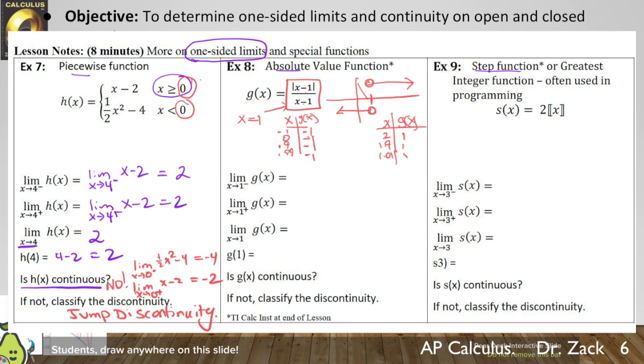So as we approach 1 from the left side, your answer is -1. As you approach 1 from the right side, your answer is +1. As you approach 1, your answer does not exist. G at 1 does not exist. Is this function continuous? No. And this, once again, is a jump discontinuity. Now, at the end of the lesson, I'm going to give you instructions on how to use your calculator for this question, so that will be optional.